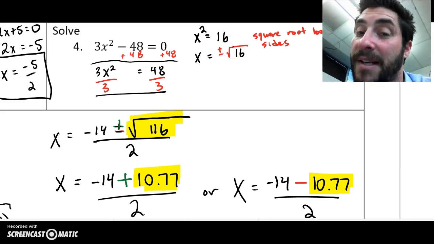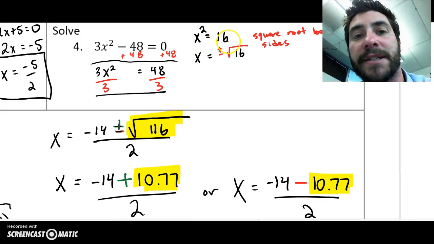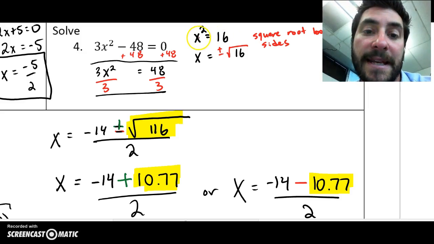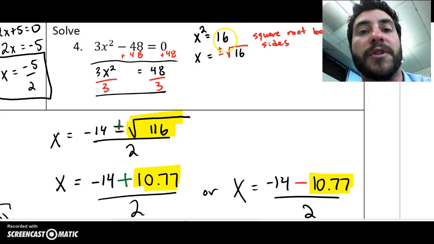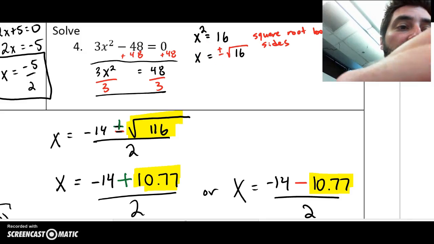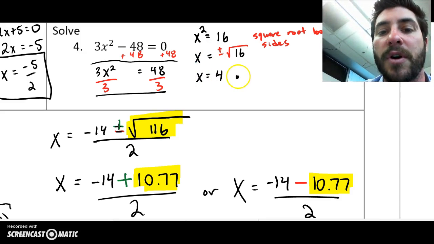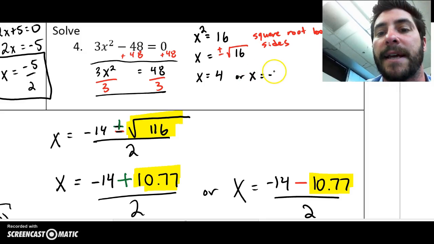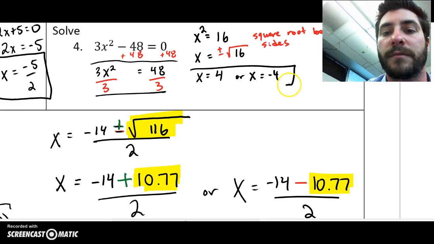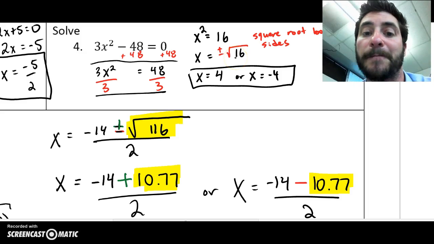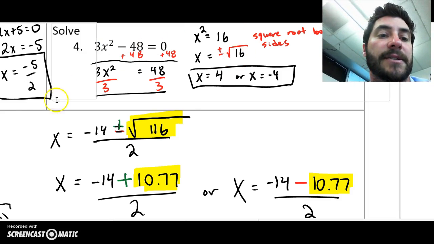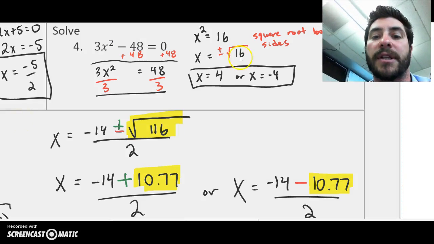All right, because a positive times a positive is positive, could be positive 16, and negative times negative could also be a positive 16. What is this number? Well, we got that x is either 4 or x is negative 4. Square root of 16 is 4. And there you have it. That is solving a quadratic using square roots.